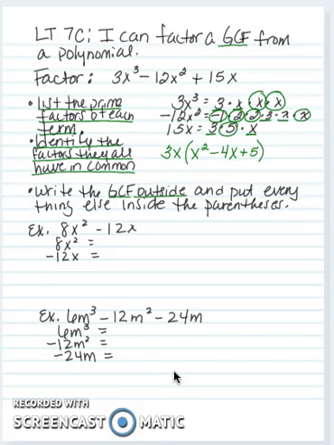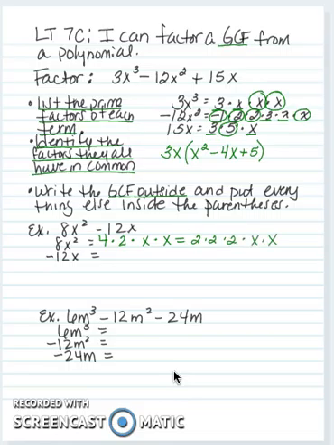We have 8x squared minus 12x. I list the 8x squared into its prime factors. Well, I know that 8 is actually 4 times 2 times x times x, but 4 is not prime, so I'm going to rewrite that to 2 times 2 times 2 times x times x.